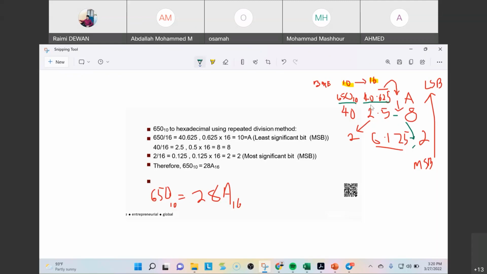Then 40, we move here. Then we divide by 16 again, and we get 2.5. The whole number goes here, and the fractional number we multiply by 16. This is the conversion from base 10 to base 16. You need to watch my previous lecture and also read my slides. Hopefully you have complete information.